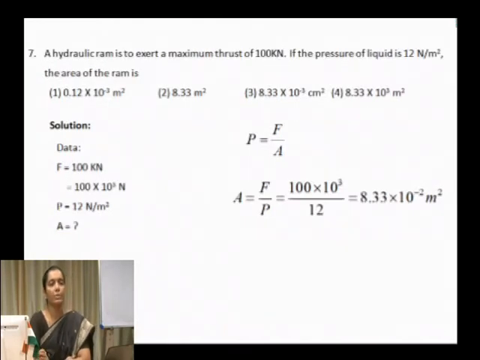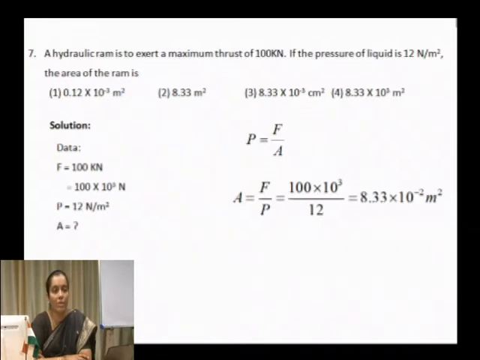The next problem: a hydraulic ram is to exert a maximum thrust of 100 kilonewton. If the pressure of the liquid is 12 Newton per meter square, the area of the ram is dash. So, pressure is given to us, the force acting on the piston is also given to us, we are asked to calculate the cross sectional area of the piston.